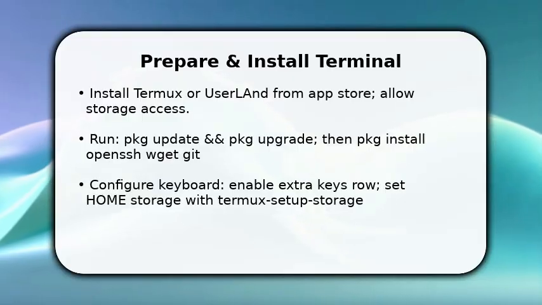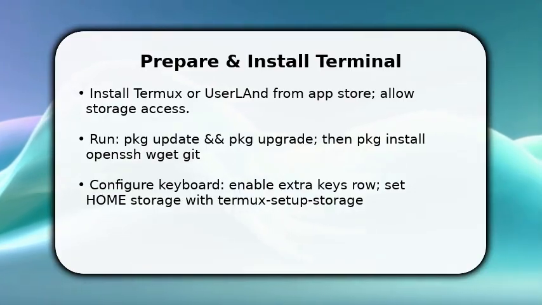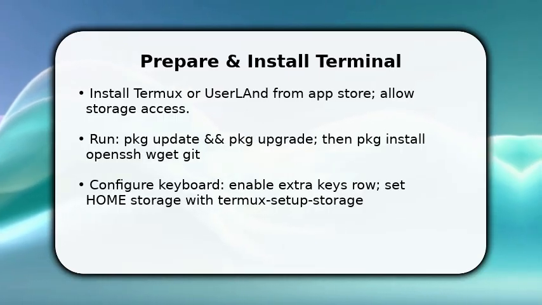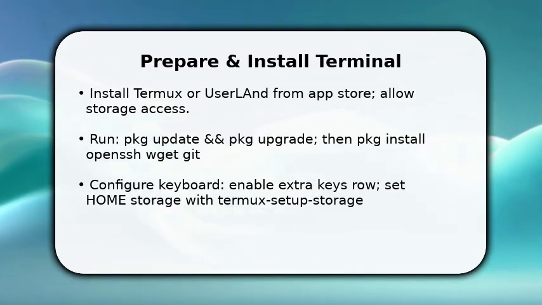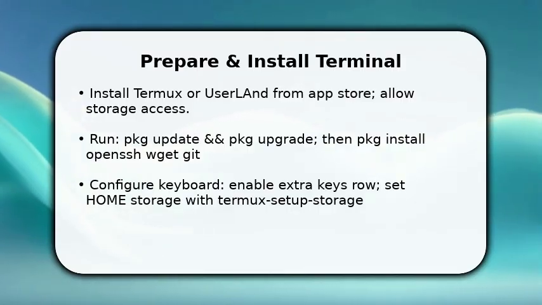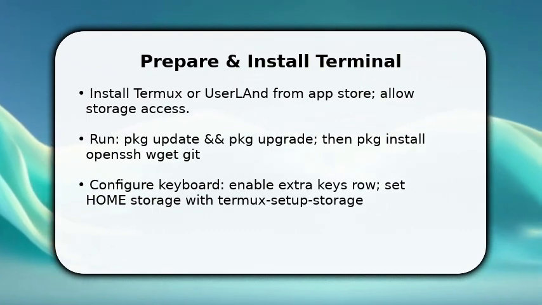You start by installing Termux or proot-distro and granting storage permission so your files are visible. Once done, open the terminal and run pkg update and pkg upgrade to get current packages, then install openssh, wget, and git. Make sure to run termux-setup-storage to map shared storage into home. You should also enable an extra keys row in settings for Ctrl and Tab. These steps prepare the environment so commands, remote access, and file transfers will work immediately.